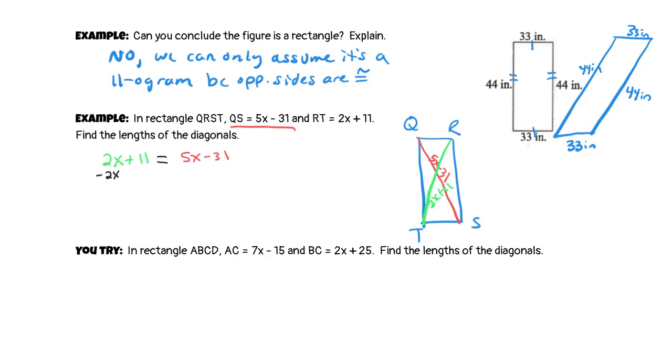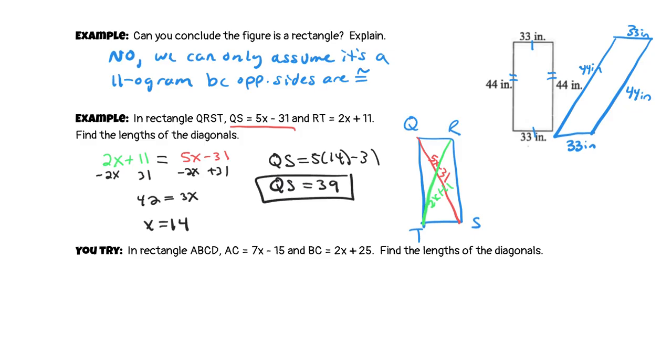So move 2x to the other side, move 31 to the other side, so we end up with 42 equaling 3x, and then 42 divided by 3 gives us x equals 14. So then we just plug it in. So QS would be whatever 5 times 14 minus 31 is. So 14 times 5 is 70. Take away 31 leaves us with 39.